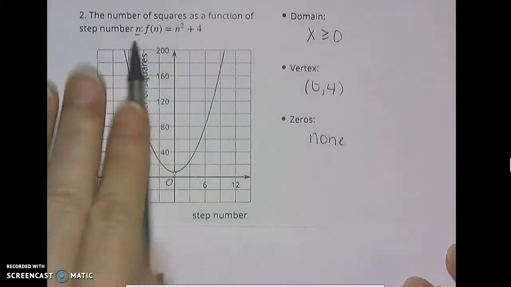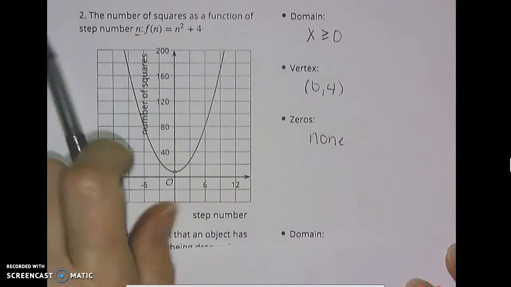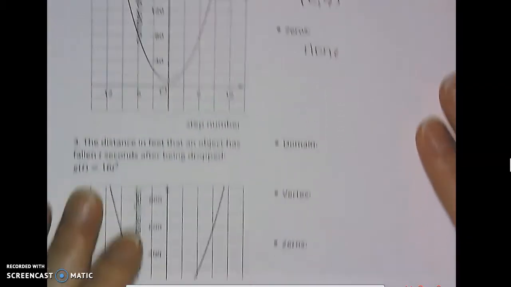For this graph, again, you would only want the first quadrant, because we only want positives here. All right, let's take a look at another one.